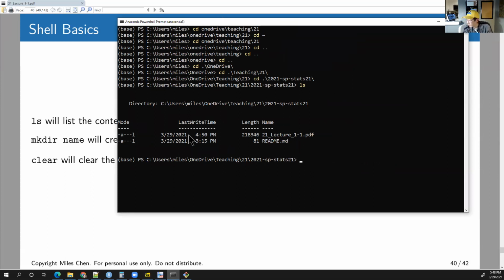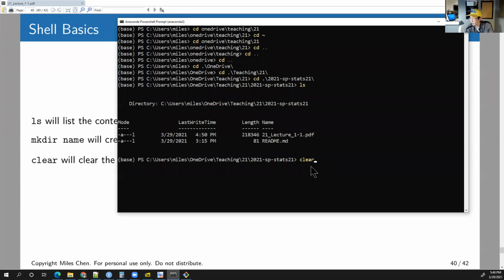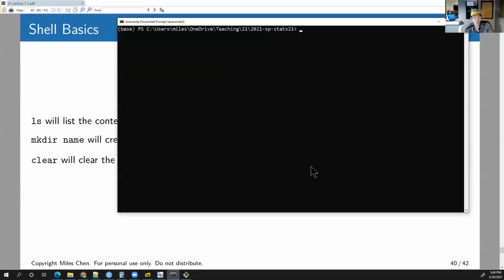So if you do ls, it lists off the contents of your directory, and here is the contents of what I have. I have this README file and a PDF of this lecture that we're looking at. Okay, and then you can also type in clear, and that will clear out your screen. You can also just use the up button on your keyboard, which will type in your recent commands.